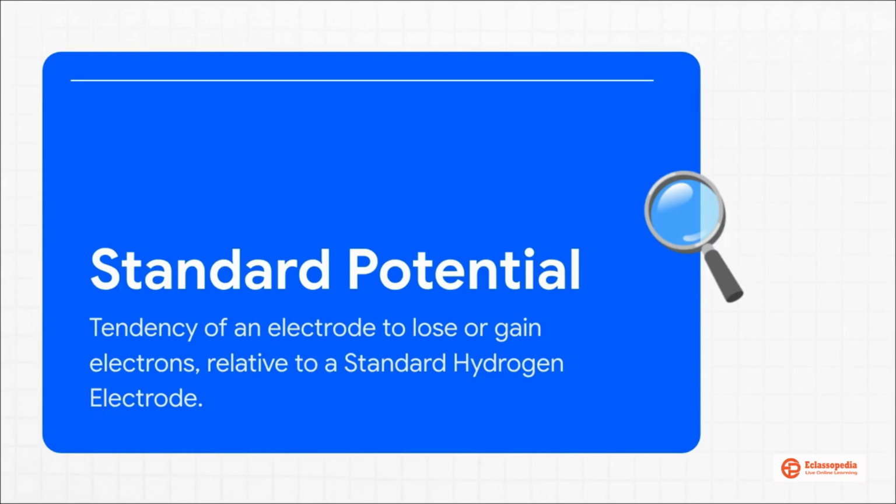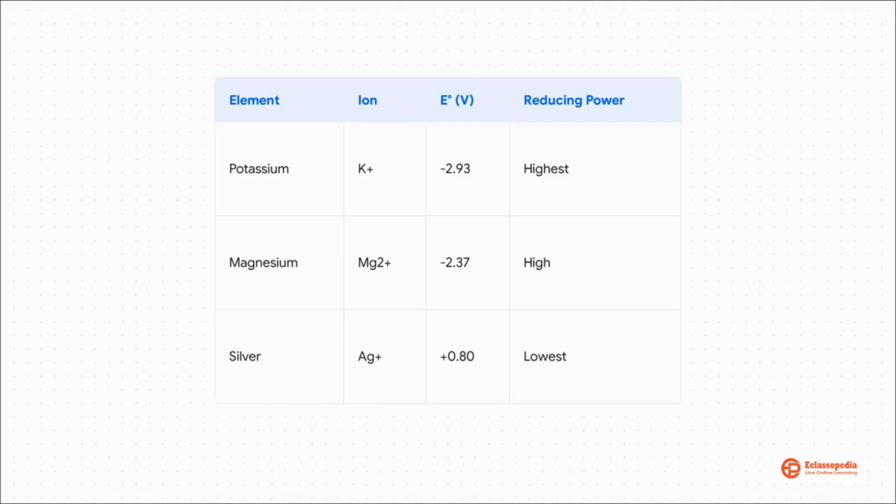Because of this, chemists universally agreed on a baseline. The standard hydrogen electrode is assigned a potential of exactly 0 volts under standard conditions. And standard conditions just mean 1 molar concentration, 298 Kelvin, and 1 bar of pressure. Literally every other element is measured against this absolute 0 point. When we take different elements and measure them against that hydrogen baseline, a really fascinating pattern emerges.